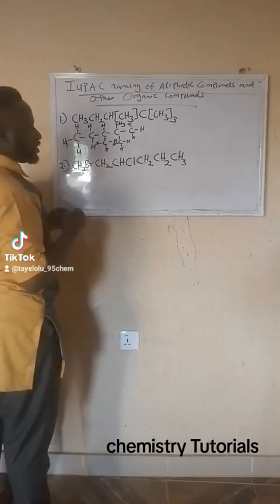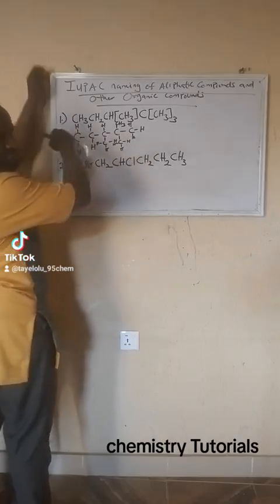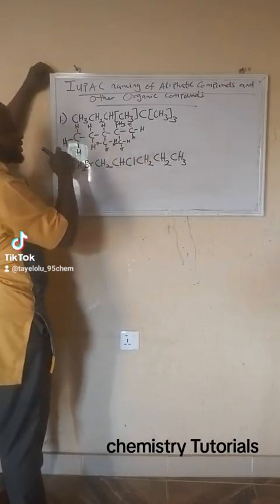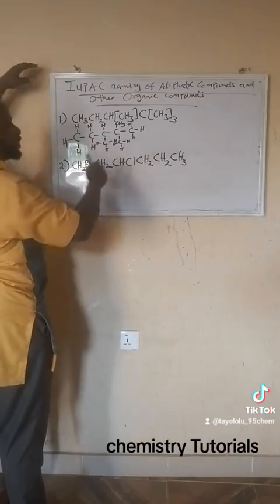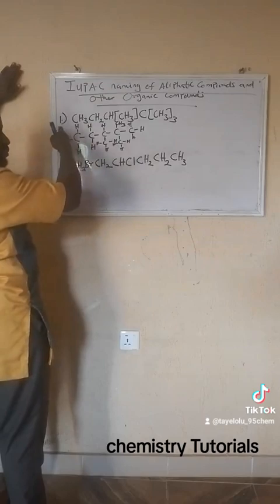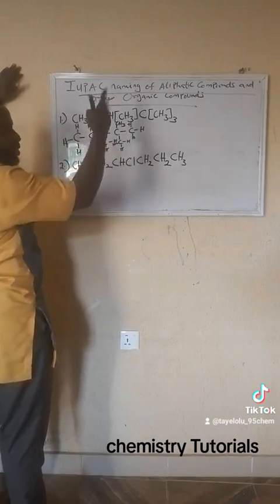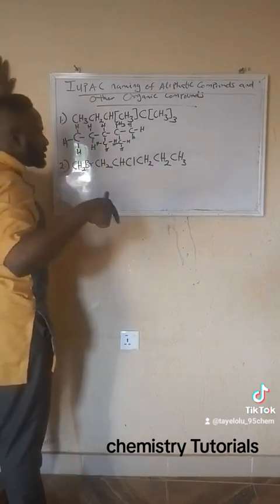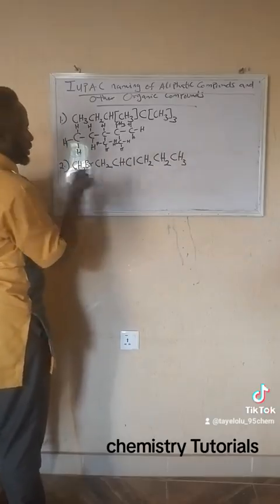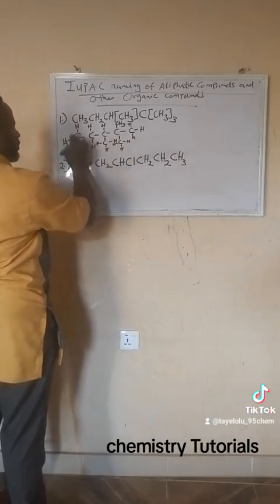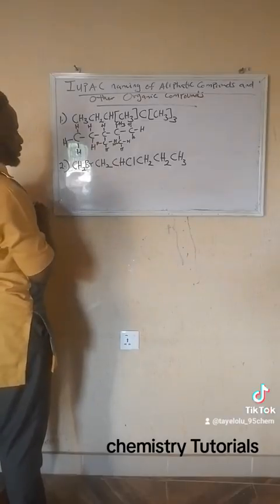Mind you, it's not always on a straight line. The longest carbon chain is not compulsory to be the one on the straight line. Is that okay? It could come like an L shape. It could come like a U shape. Just count all the number of carbon chains to see the longest possible one. Okay? So 1, 2, 3, 4, 5 is the longest continuous carbon chain here.